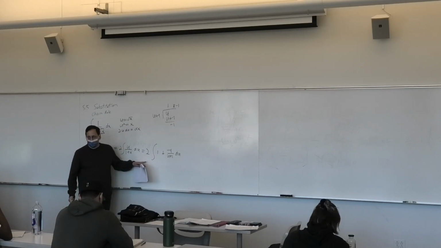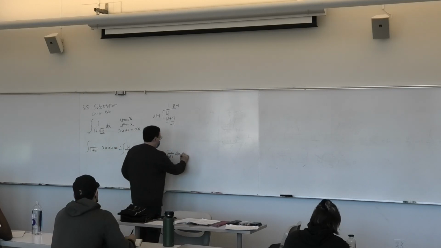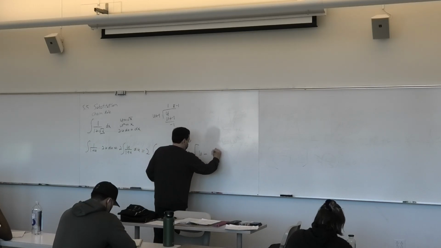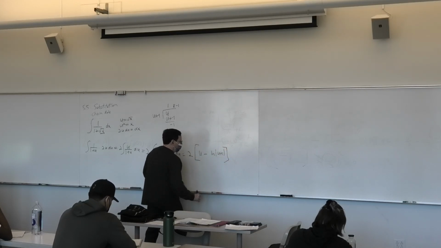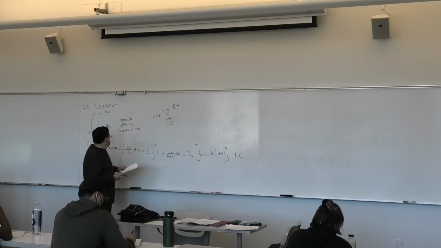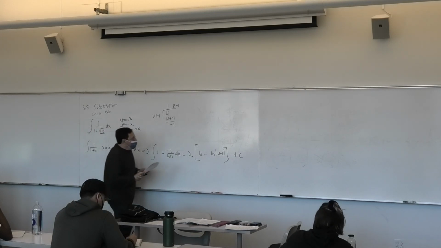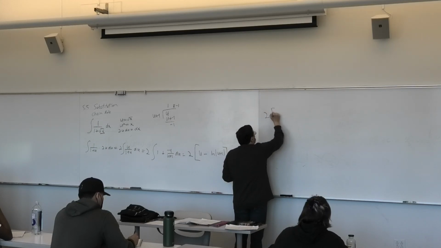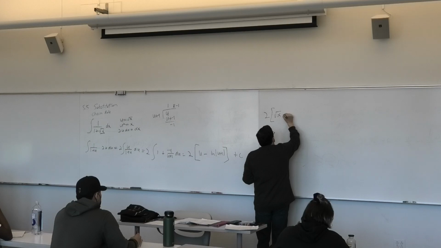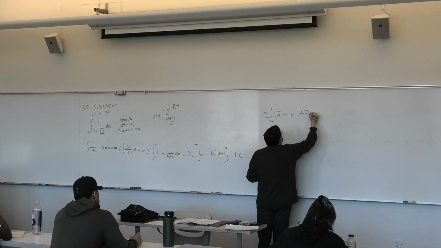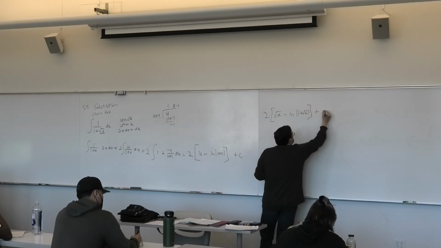And now this is starting to look like familiar territory here. This becomes u minus log the absolute value of u plus 1 plus a constant. And again, we're going to go back to our substitution in reverse. 2 times square root of x minus log of absolute value of 1 plus square root of x plus the constant.